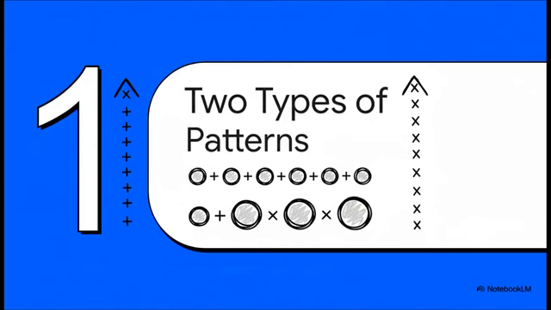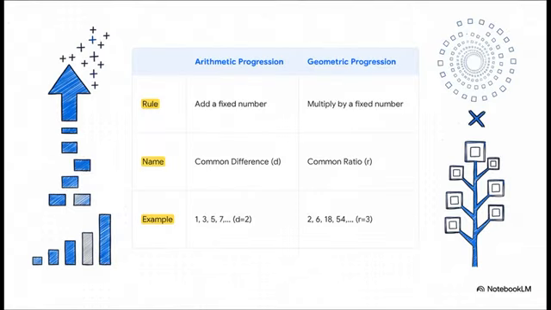Okay, let's circle back to that puzzle from the beginning. Those two patterns weren't just random. They actually represent the two most common types of patterns you're ever going to see. I like to call them the adder and the multiplier. And this table here, it lays it all out perfectly.